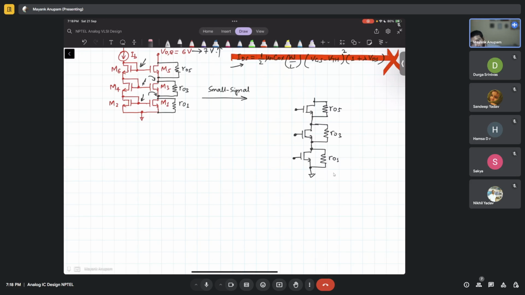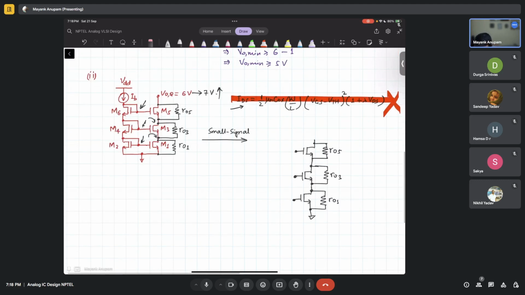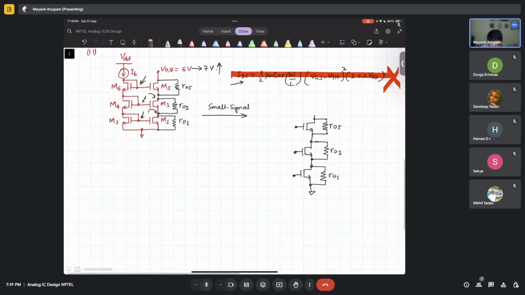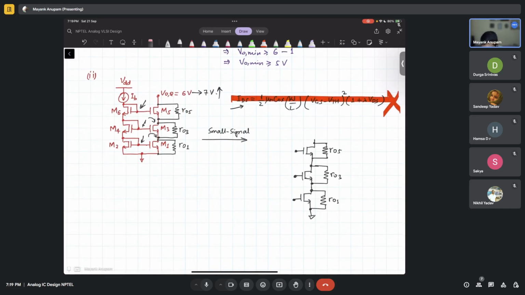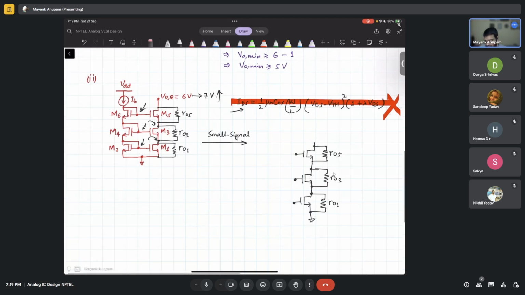What will be the voltage here? Tell me. 2, 4, 6. The MOSFETs will be connected here, right? 2, 4, and 6. But tell me something. How do I explain it? This is a small signal model, right?